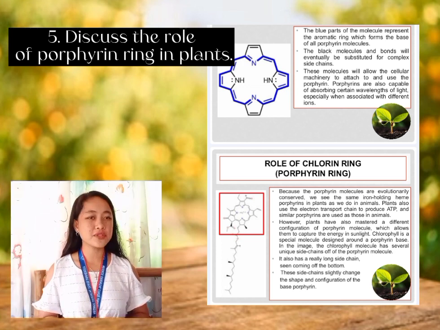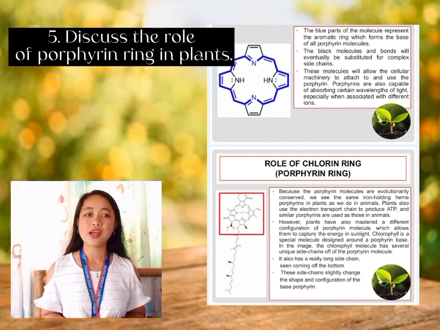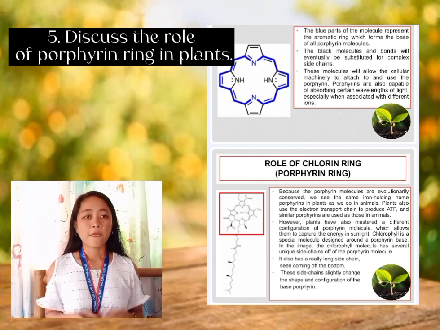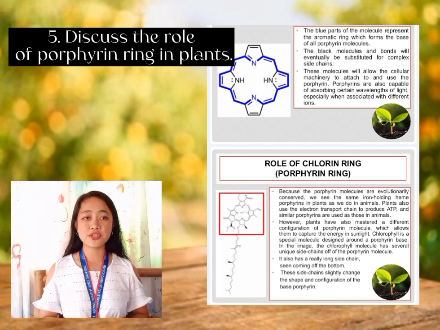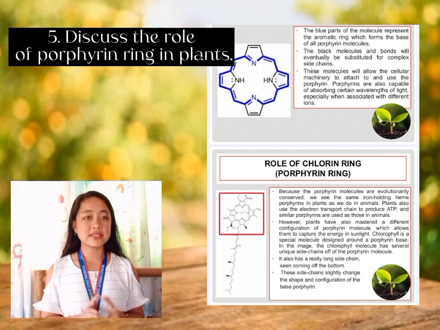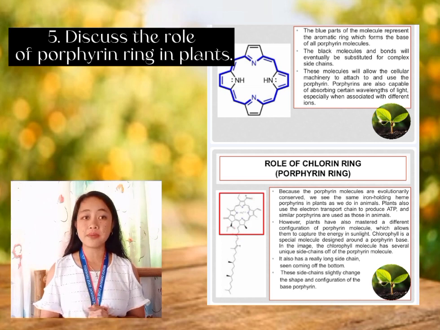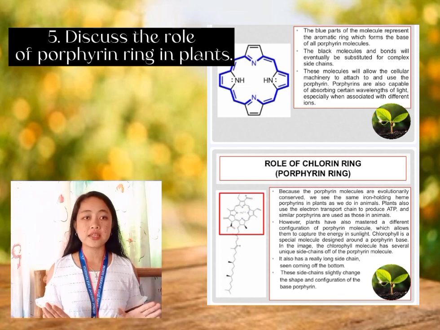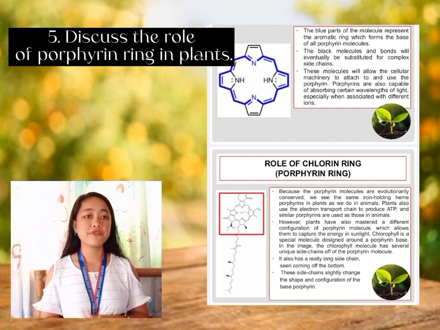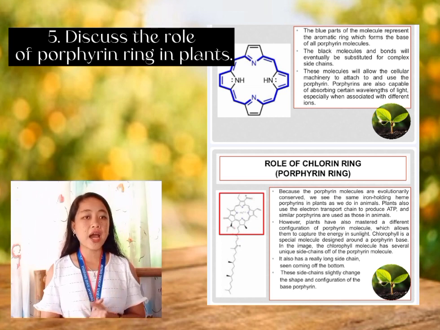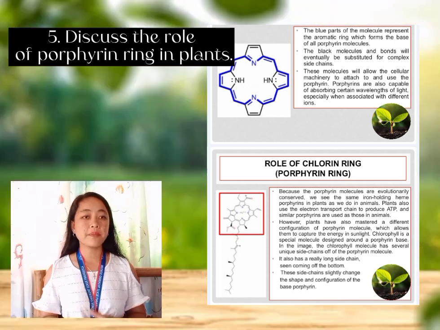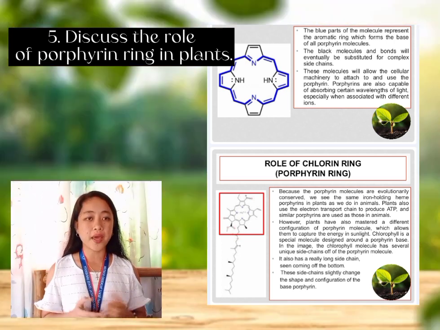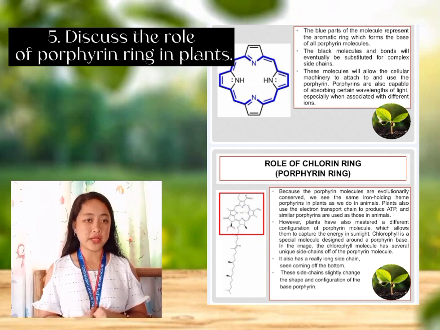However, plants have also mastered a different configuration of porphyrin molecule, which allows them to capture the energy in sunlight. Chlorophyll is a special molecule designed around a porphyrin base. In the image, the chlorophyll molecule has several unique side chains on the porphyrin molecule. It also has a really long side chain seen coming off the bottom. These side chains slightly change the shape and configuration of the base of porphyrin.